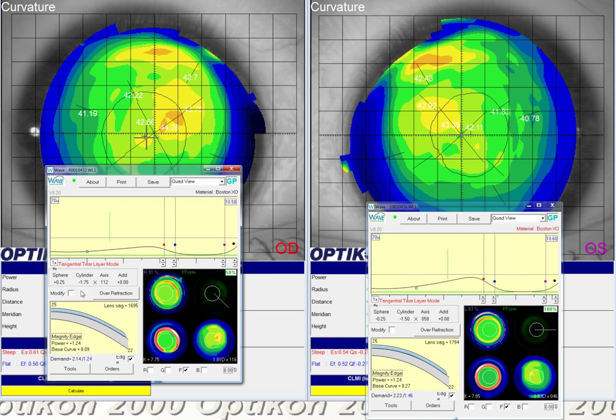Now the power in this meridian is only a quarter, so we really don't need any molding here. I'm going to decrease our topo demand a full diopter so that it's pretty close to 0. And we'll do the same thing on the other side.